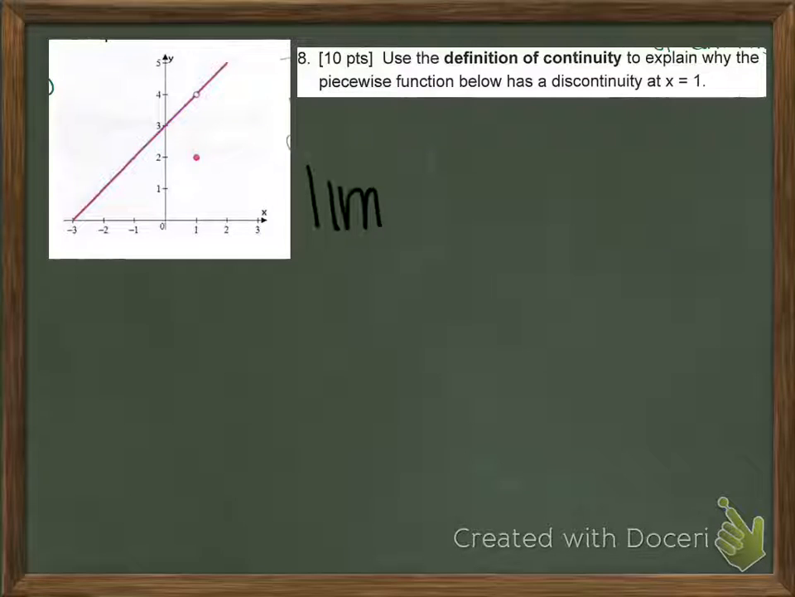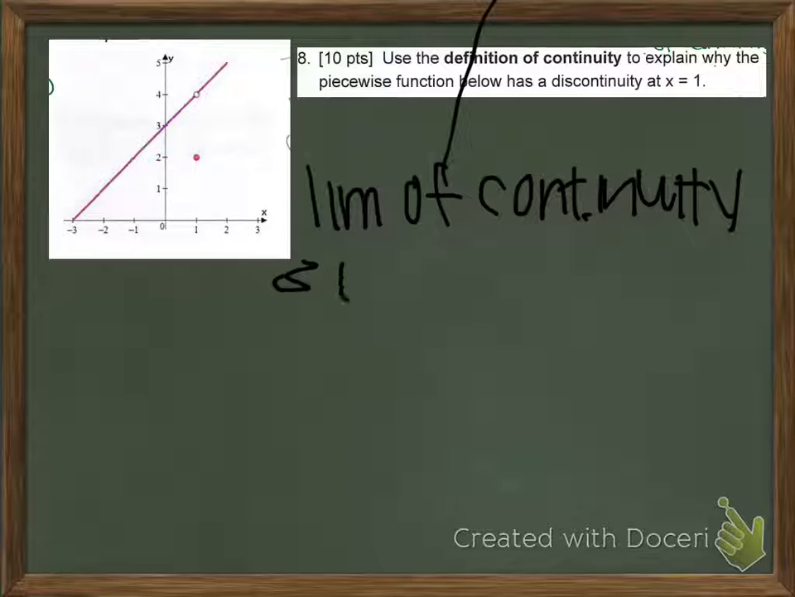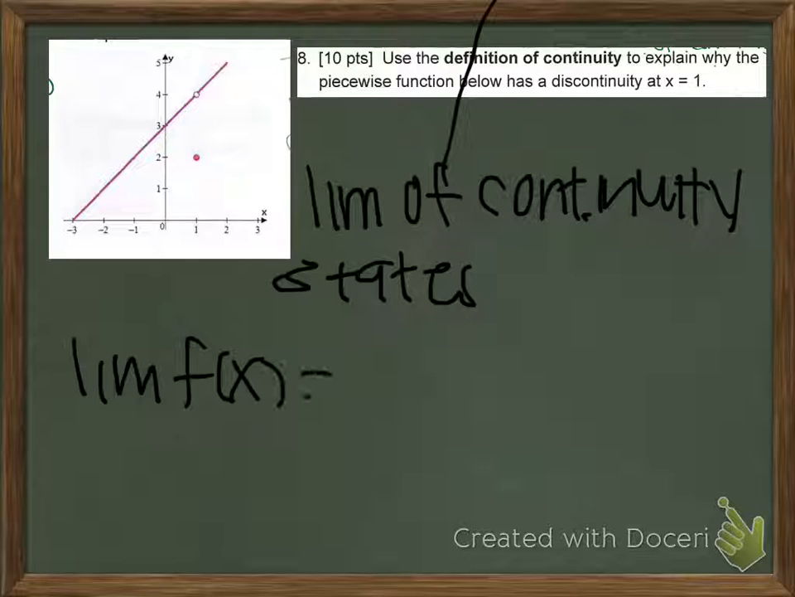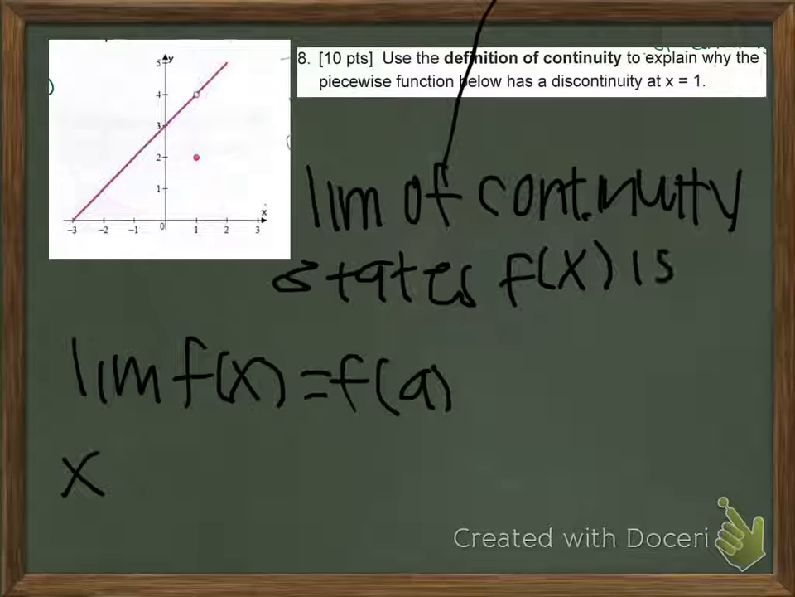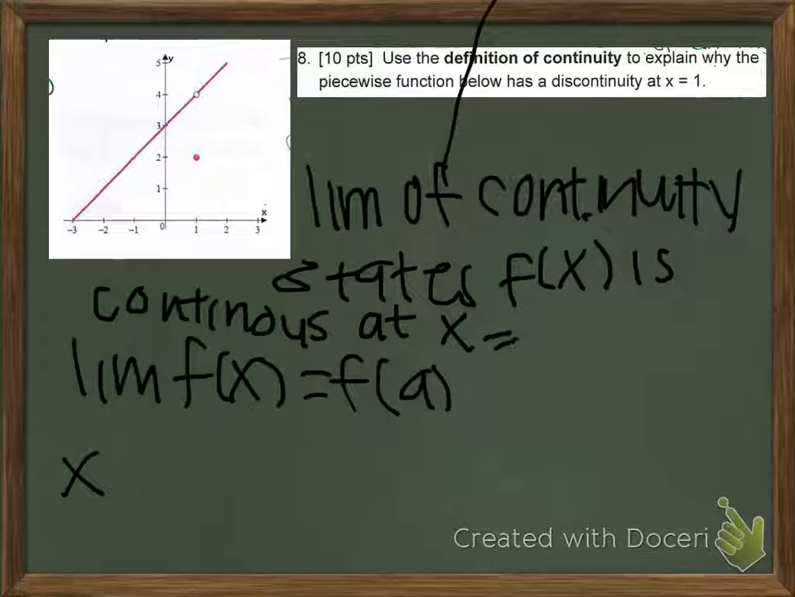So, the question is asking us to use the definition of continuity to explain why the piecewise function below has a discontinuity at x equals 1. So first, to figure this out, we need to figure out the definition of continuity. The definition of continuity states that f of x is continuous at x equals a if the limit of f of x as x approaches a is equal to f of a.